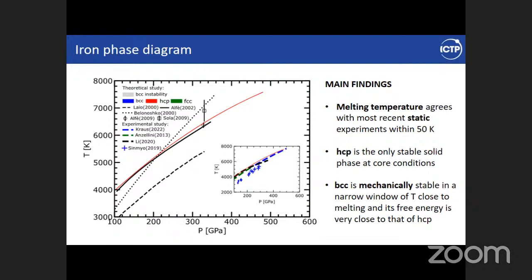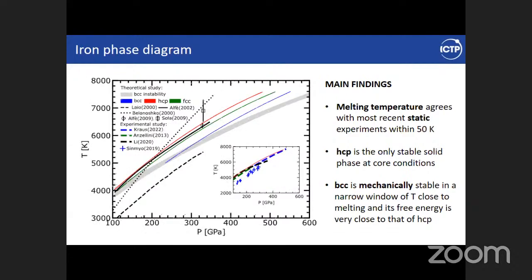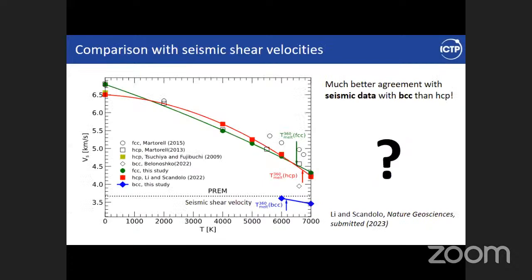We find that HCP is the only stable solid phase of iron at core conditions. We find that BCC is mechanically stable, but not thermodynamically stable by a tiny amount. And the interesting part, however, is here. We now calculate the shear velocities of iron, trying to compare them with seismic data.